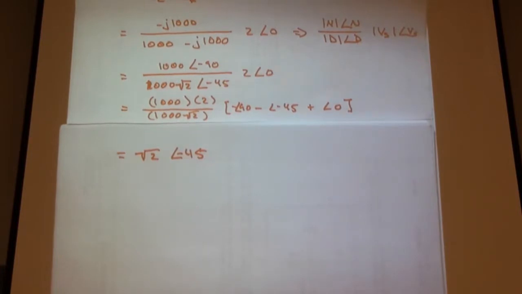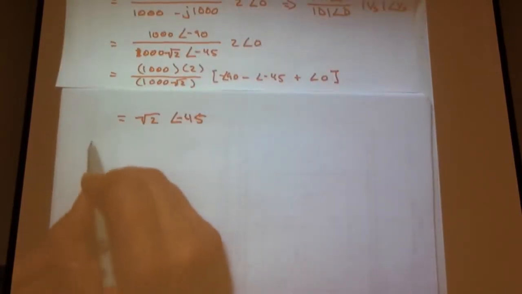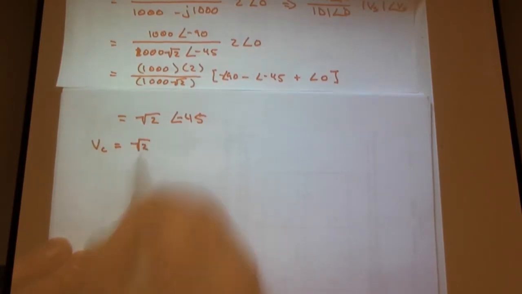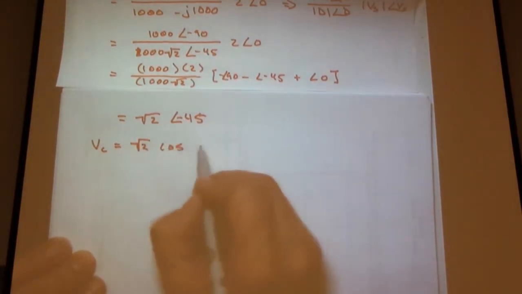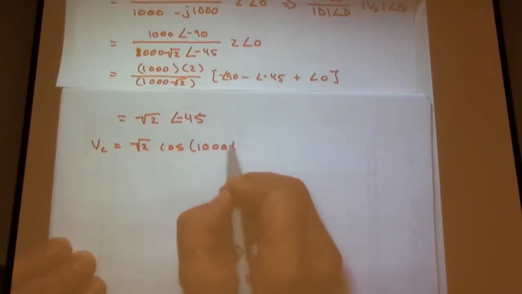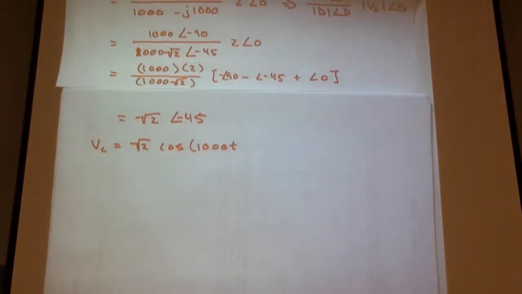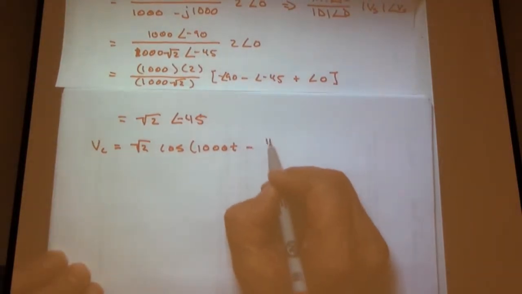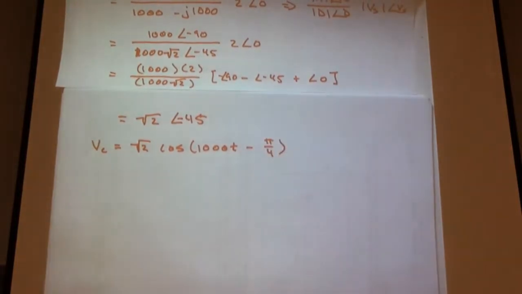Right? And so what does that mean for us? Well, if we write this out now, that means VC has an amplitude of square root of 2. We still have cosine of 1,000t because everything has to be the same radial frequency, and then minus 45 degrees. Or since we're in radians now, minus pi over 4. 45 degrees, they're the same.